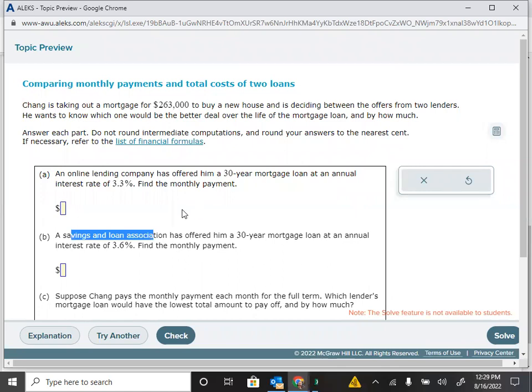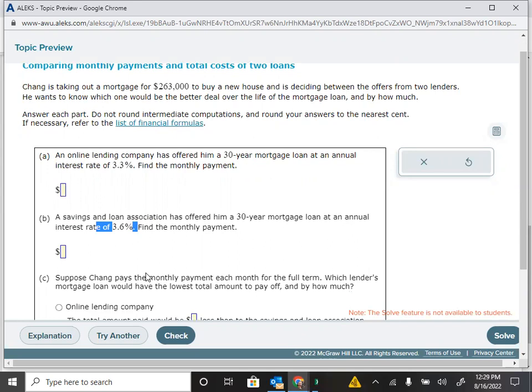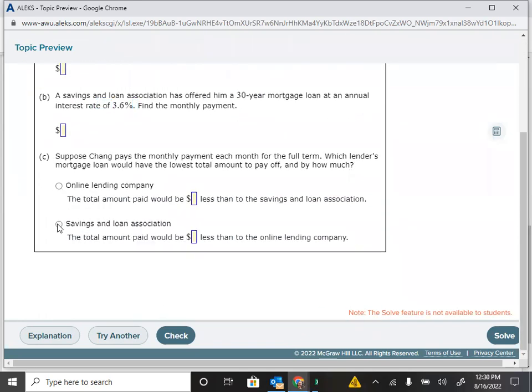Now, they made this problem kind of easy. Both of them are 30-year mortgages, which is really standard, although you can do a 20 or even a 15. Your payments go up as the amount of time decreases, but you pay less in interest. Everything's the same. You make monthly payments. It's 30 years. Same loan amount. The only difference is the interest rates. Well, the one with the bigger interest rate, of course, is the one you're going to spend more on, and therefore online lending would be the better deal.